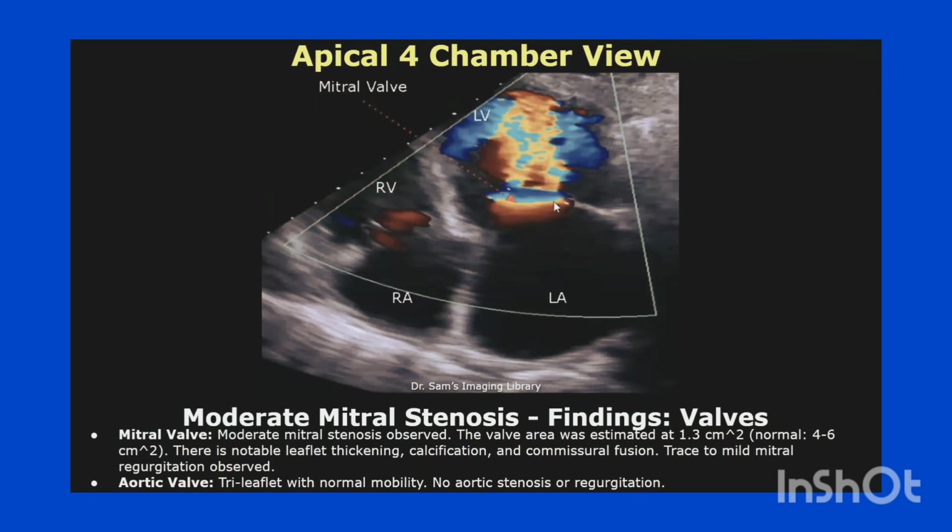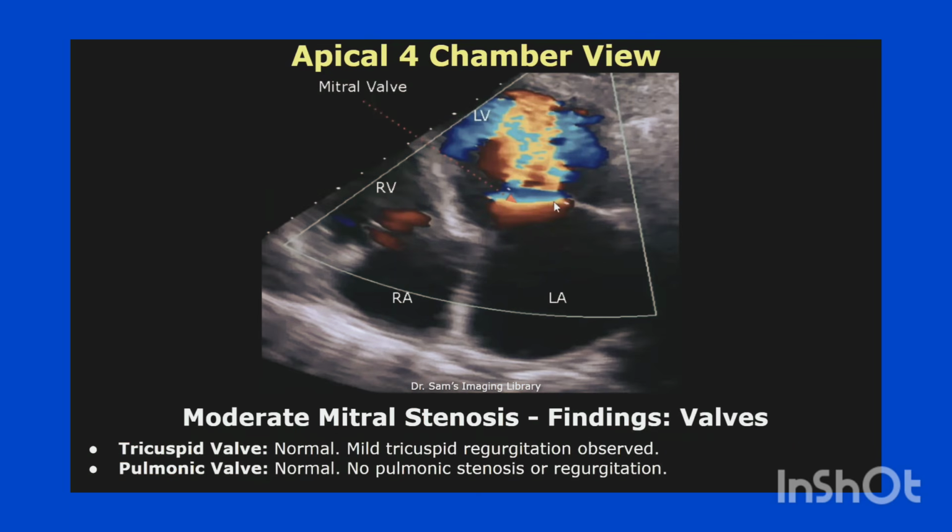The aortic valve is normal. Mild tricuspid regurgitation is observed. The pulmonic valve is normal.